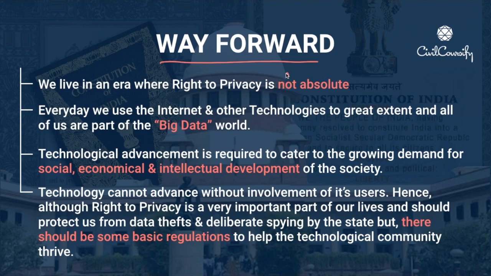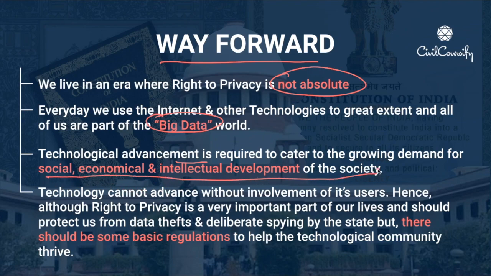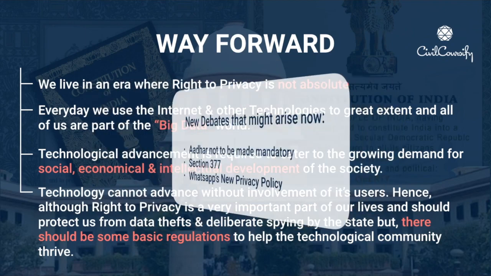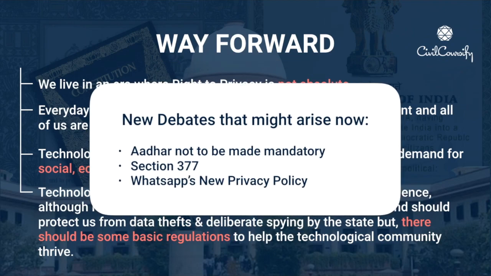Now, what should be the way forward? We live in an era where the right to privacy is not absolute, and every day we use the internet and other technologies to such great extent that all of us are part of the big data world, where a lot of data transaction is taking place every single second. Technological advancement is required to cater to the growing demand of social, economical, and intellectual development of the society. Technology cannot advance without involvement of its users. Hence, although right to privacy is a very important part of our lives and should protect us from data thefts and deliberate spying by the state and private agencies, there should be some basic regulations to help the technological community thrive. Now, some issues that might arise now are Aadhaar not being mandatory, Section 377, and WhatsApp's new privacy policy.